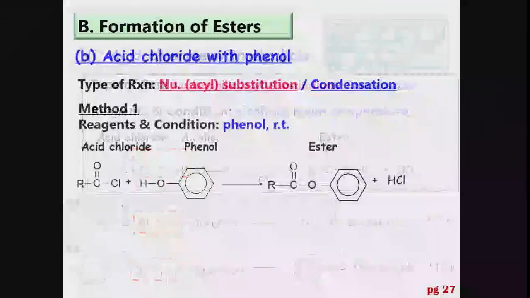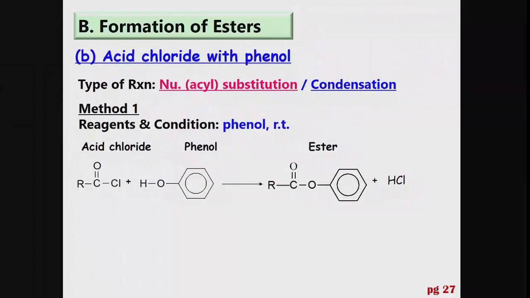Now, acid chloride can also react with phenol. Other than alcohol, it can react with phenol to give you the ester as well. Similarly, the reaction can take place at room temperature without the use of any catalyst. So this is also condensation, where acid chloride and phenol join together to give you ester by eliminating HCl. So your acid chloride will contribute the Cl, and phenol will contribute the H to give you the HCl.